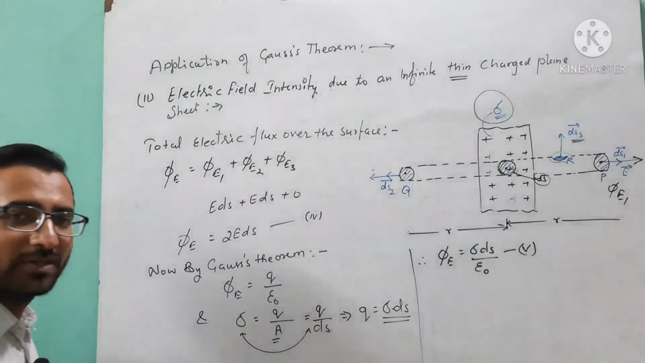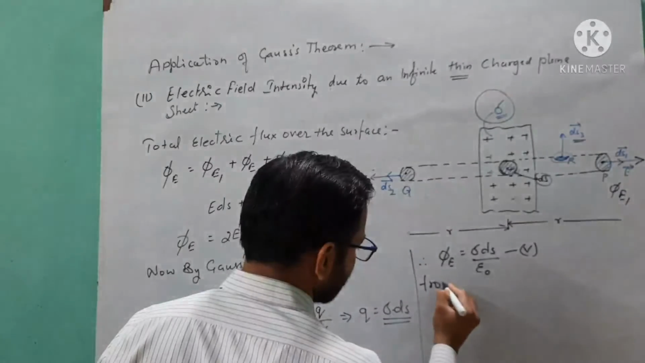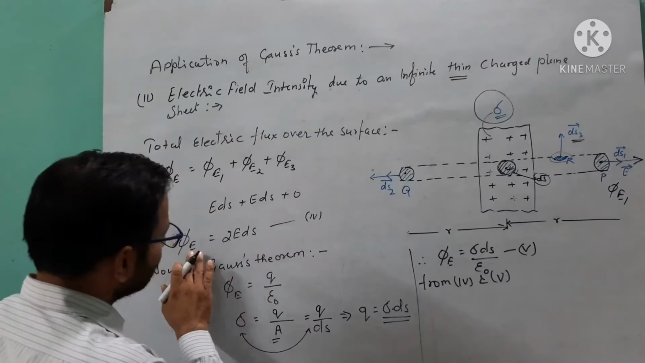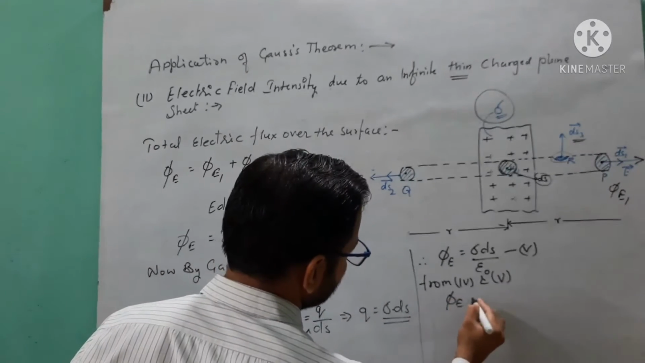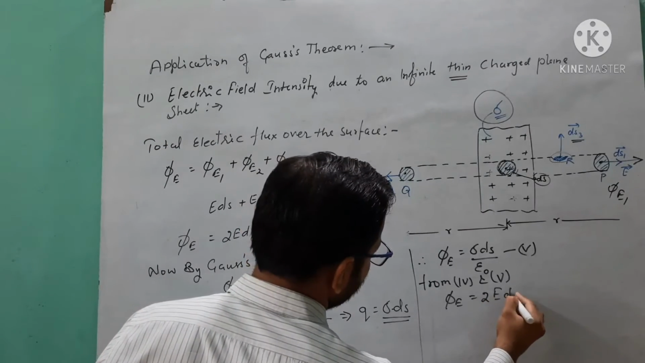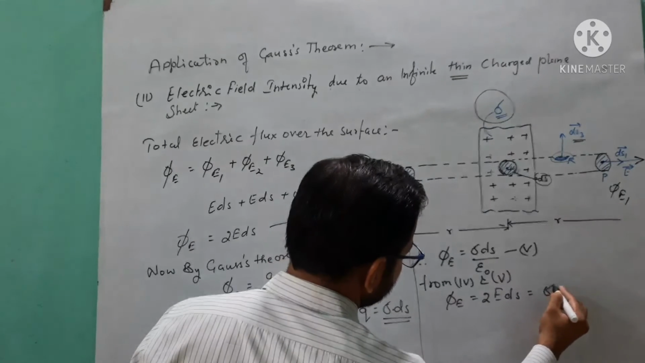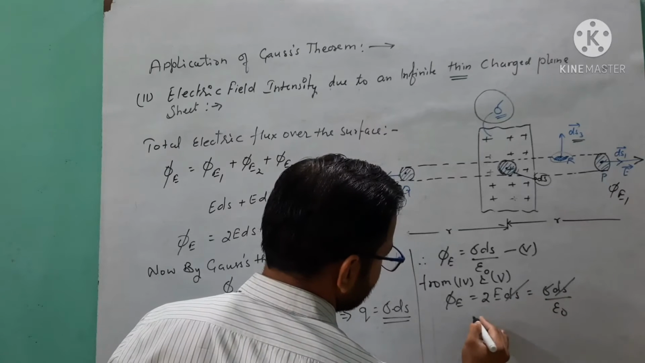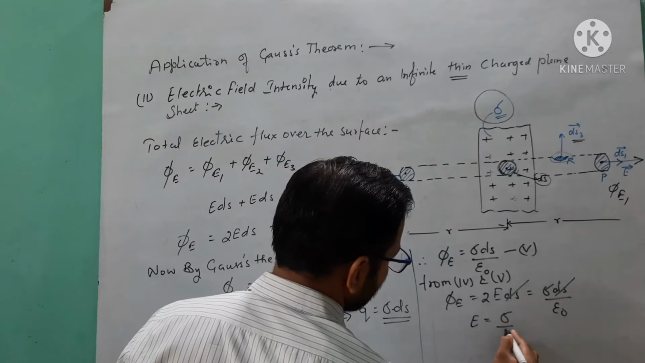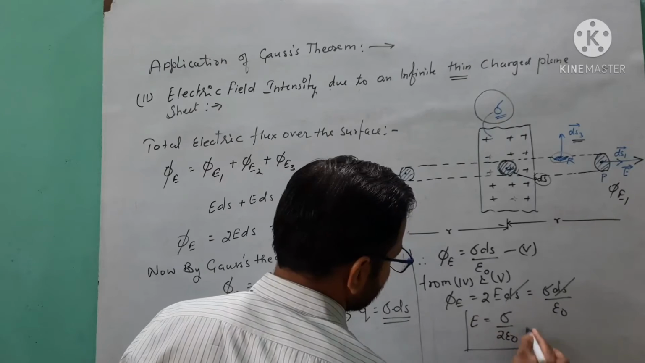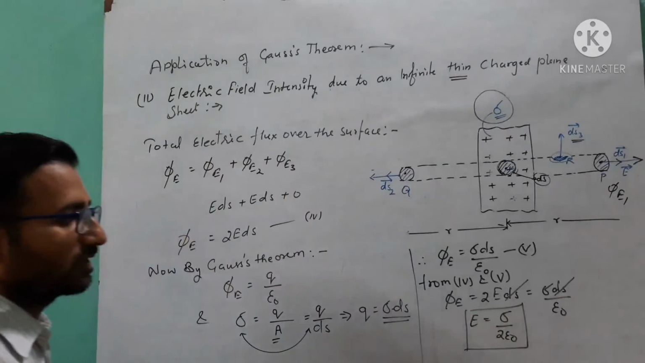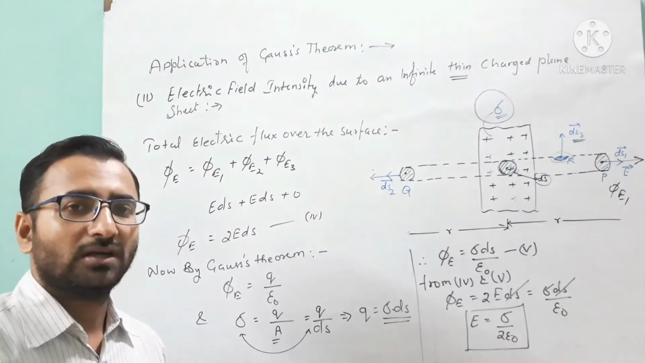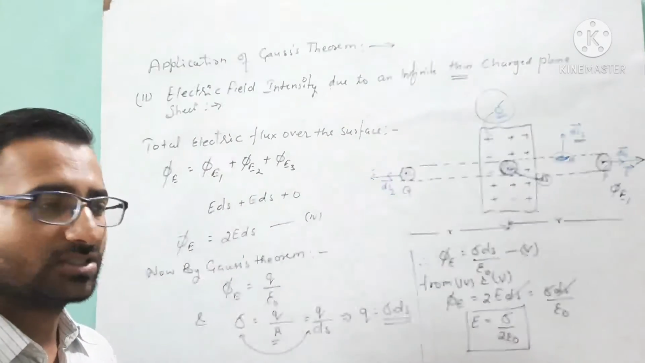From 4 and 5 we will see phi E is equal to 2 times EDS is equal to sigma EDS over epsilon naught. ds and ds cancel, E is equal to sigma over 2 epsilon naught. So this is the value of electric field intensity due to an infinitely charged thin plane sheet.